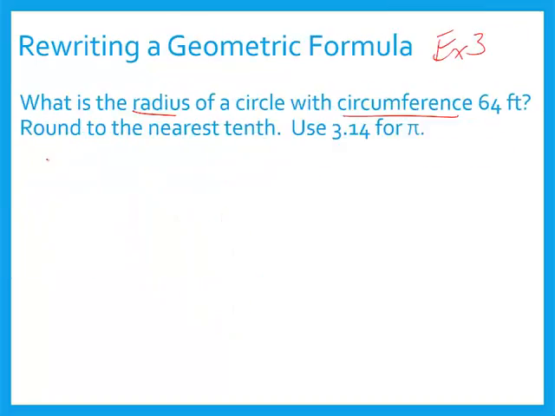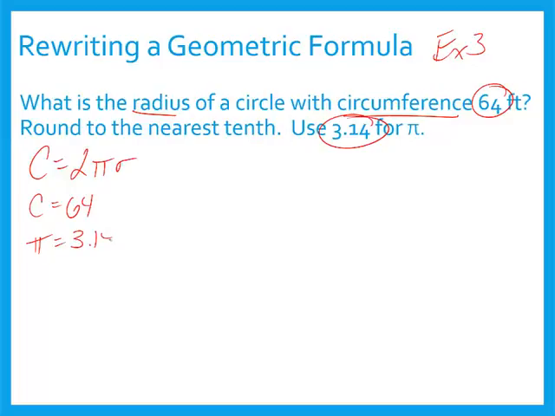So right here, write it down. C equals 2 pi r. Good. So let's go ahead and define our variables. We know that C is given to us as 64. We know that pi is given to us as 3.14. And we know that r, well, we don't know r. That's what we're trying to find.